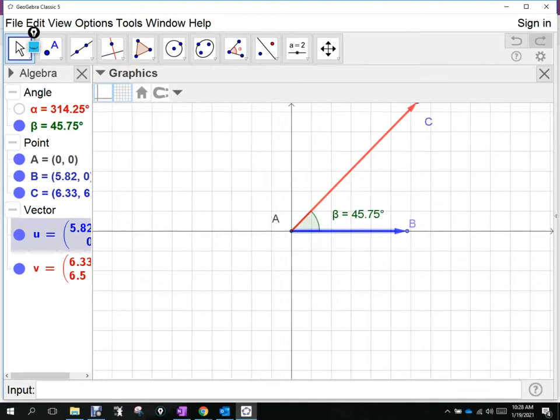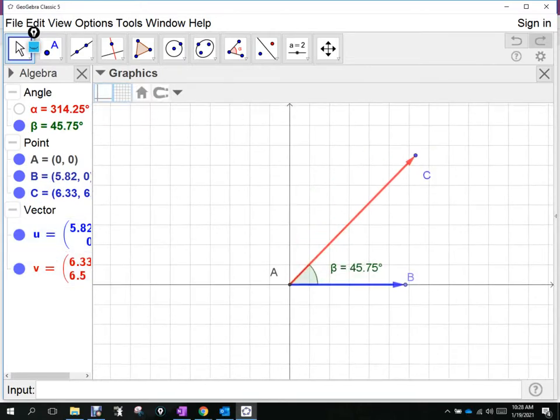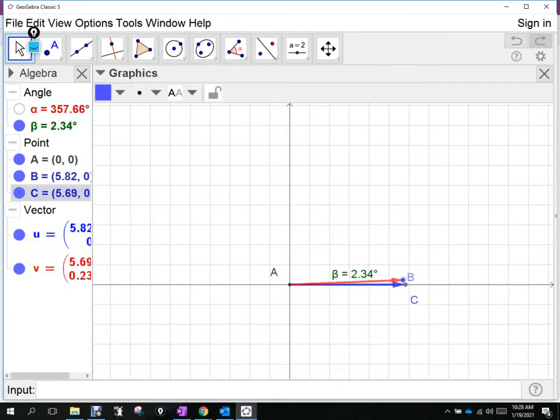Blue side is initial, red side is terminal. Now, the rotation that I did, what direction am I rotating when I go from here, this being the initial ray, to that? That is counterclockwise, and that is the standard movement that we use when we're working in the coordinate plane with angles. So we move counterclockwise.